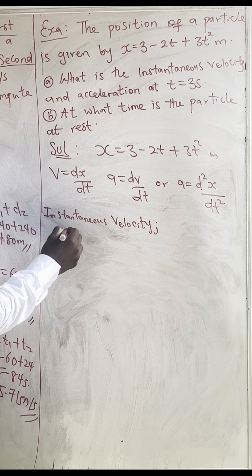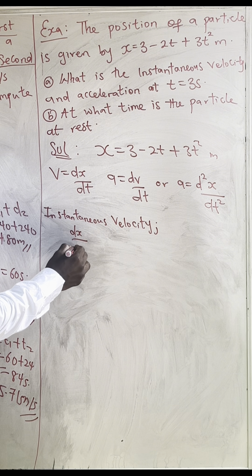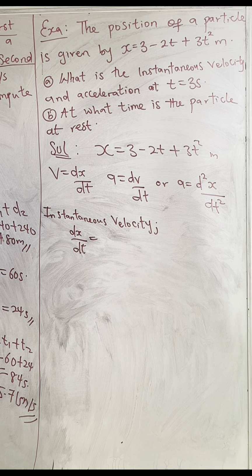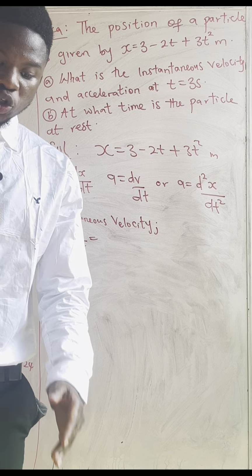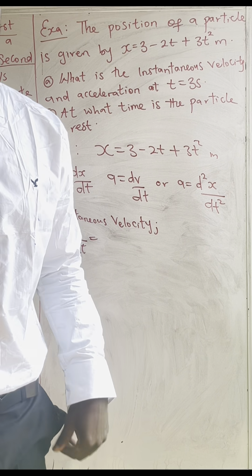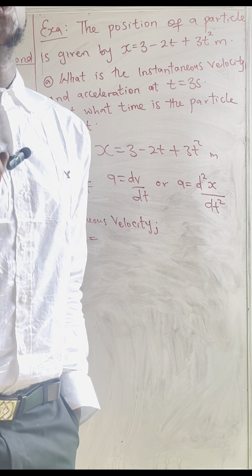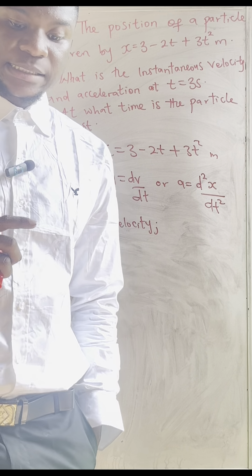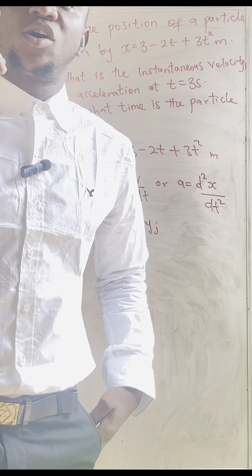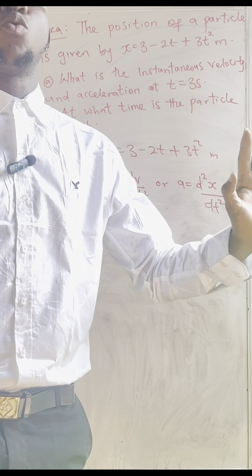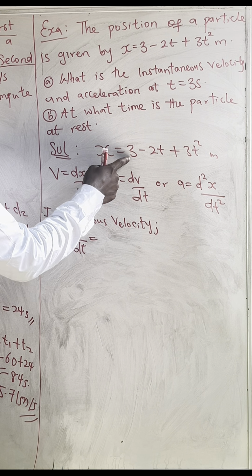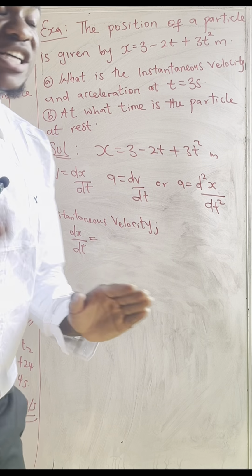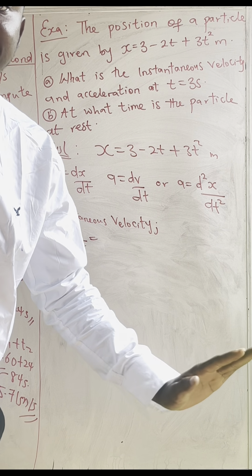That will be dx over dt. So I'm going to differentiate this equation. Now, I know most of you are not used to differentiation, but listen, the first hint you need to know is that the differentiation of a constant number would always be 0. So this simply means that even if you don't know how to differentiate, this 3 is a constant number. So the differentiation of this 3 would give us what? 0. That is done.